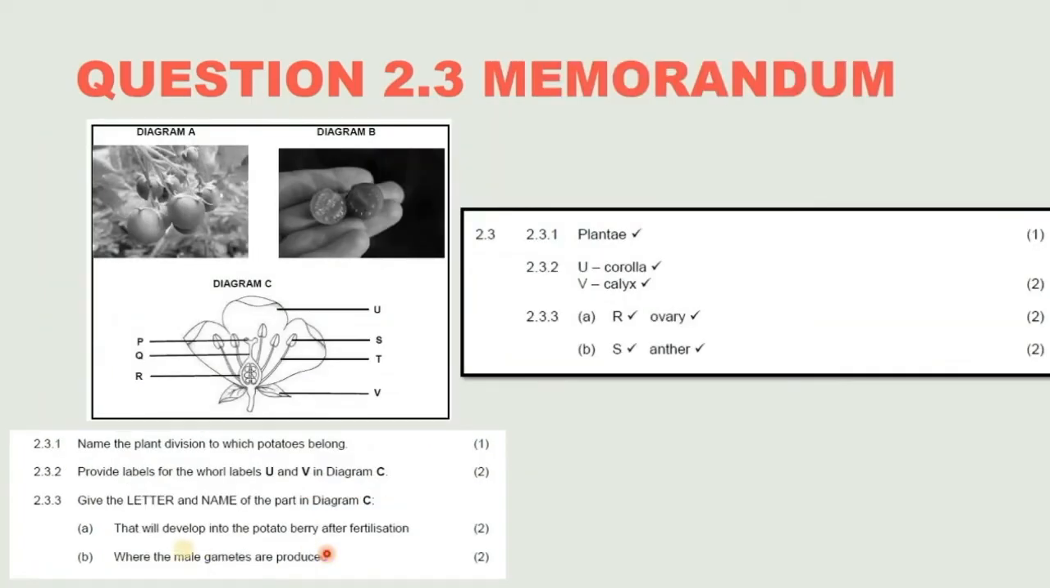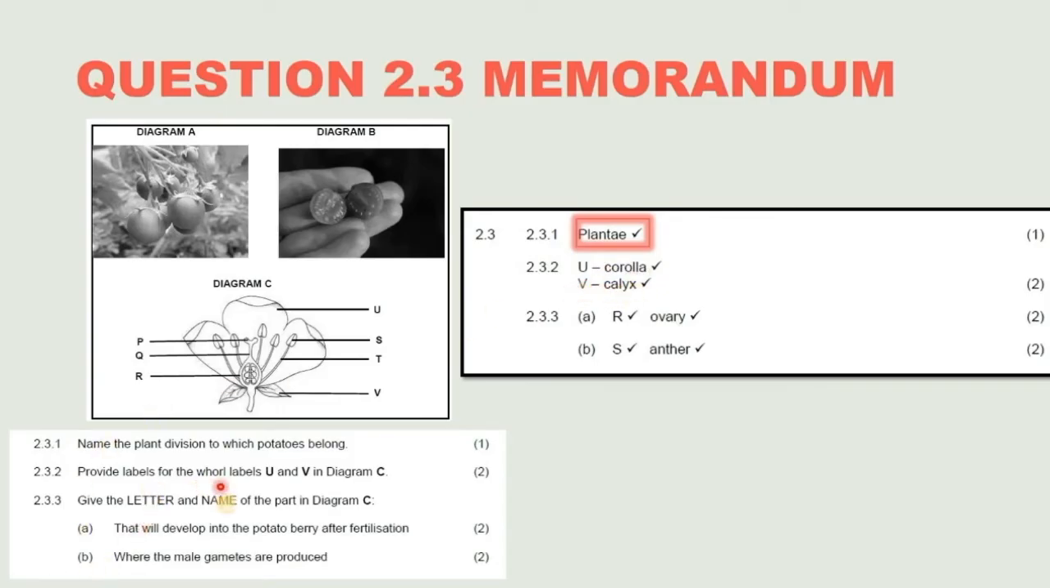So let's have a look at the memorandum for the first 3 questions. So the name of the plant division, they said that it's plant, but I do not agree with this because this is the kingdom. The division that this plant belongs to is the angiosperm. Then 2.3.2, provide a label for U and V. So U is the corolla and V is the calyx.